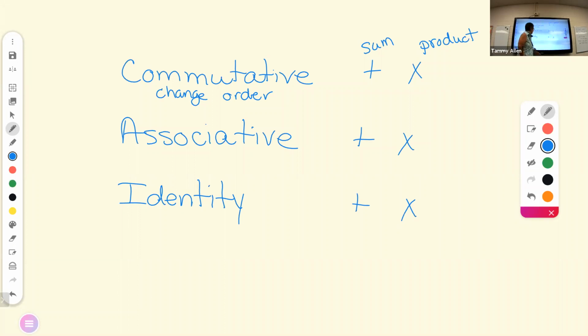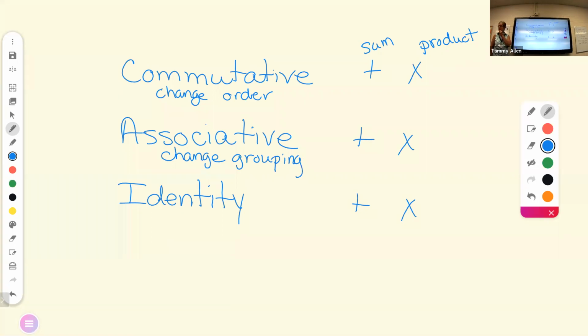And we'll get the same sum or the same product. Okay? And remember what the associative property tells us we can do. Yeah, we can change the grouping. And again, we get the same sum or the same product. Good. How about the identity property? Anybody remember what that one is?